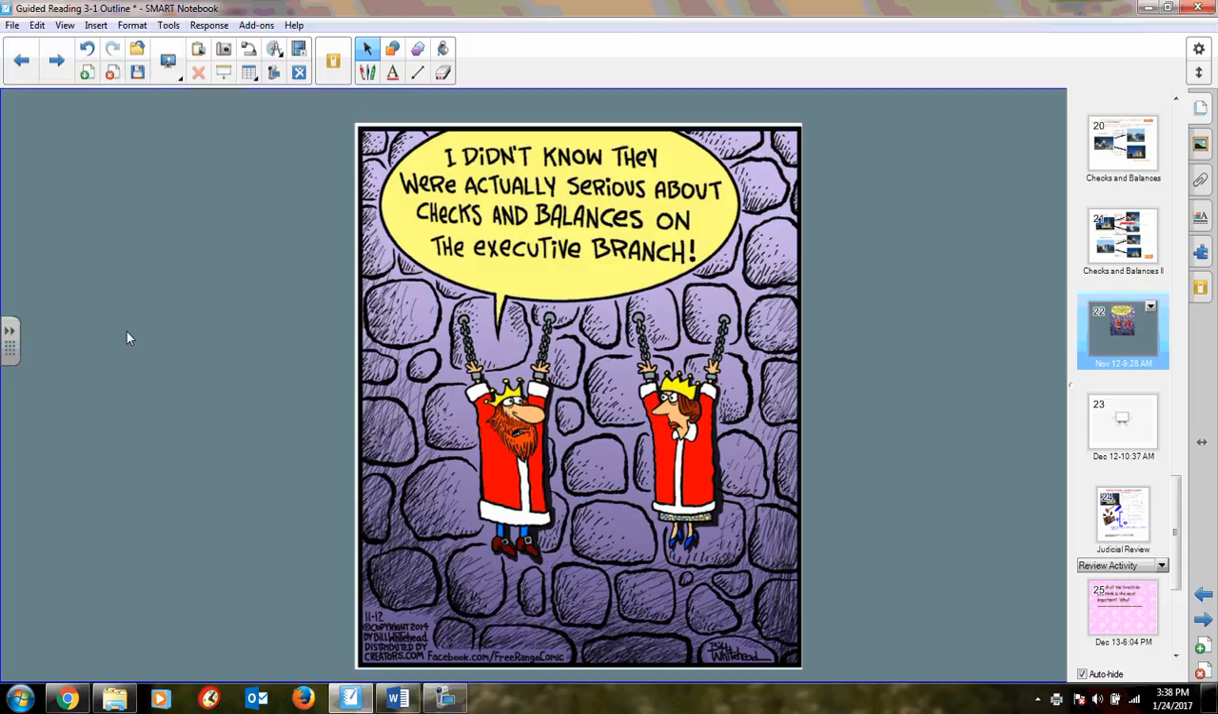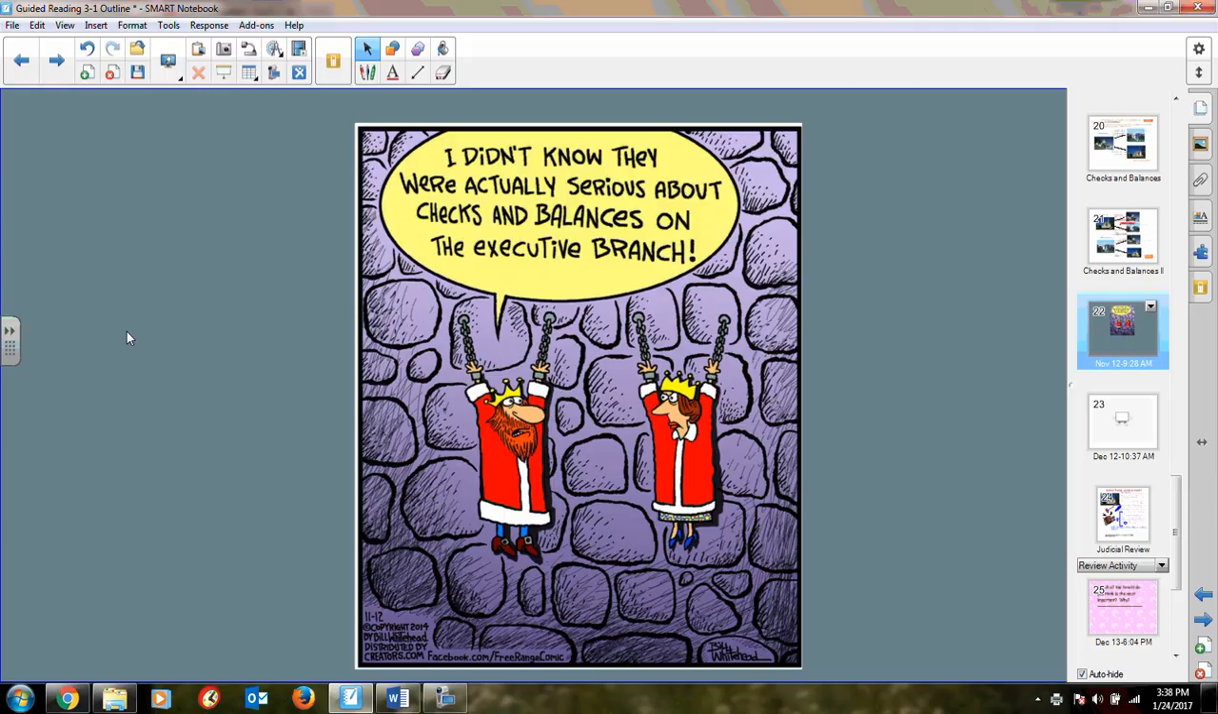One of the final tenets is judicial review. And the thing about judicial review is, is it part of the checks and balance system? As you see in the cartoon, it says, "I didn't know they were actually serious about the checks and balances on the executive branch." Kind of a fun joke about whether kings or presidents can get all too powerful.